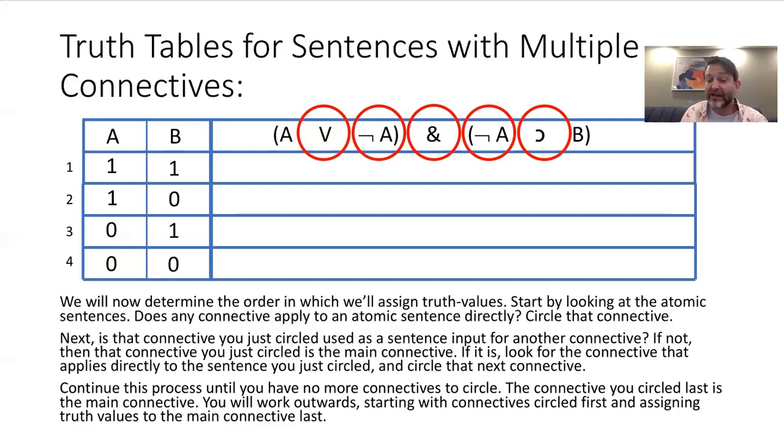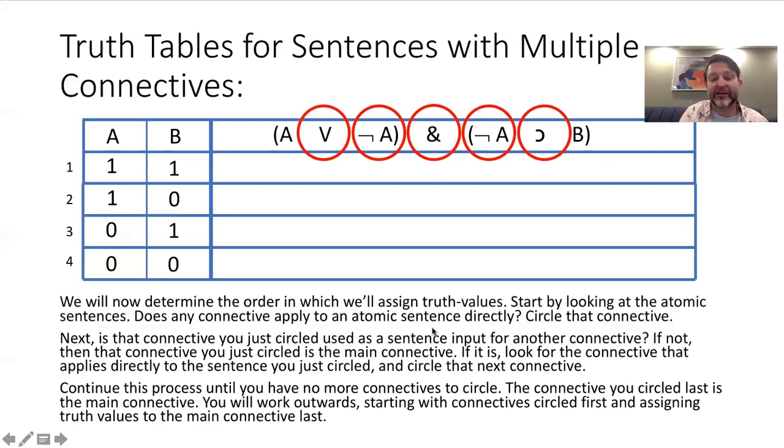Now the way that you're going to construct this truth table is you want to work outwards. You want to start with the connectives you circled first and assign truth values to the main connective last. This is very important. So we start here with the negated A's, right? And then we're going to move out to these bigger chunks: the disjunctive sentence on the left-hand side of the conjunct and the conditional sentence on the right-hand side of the conjunct.